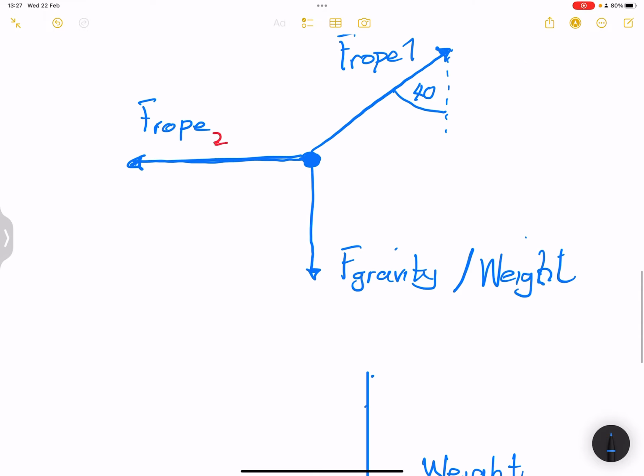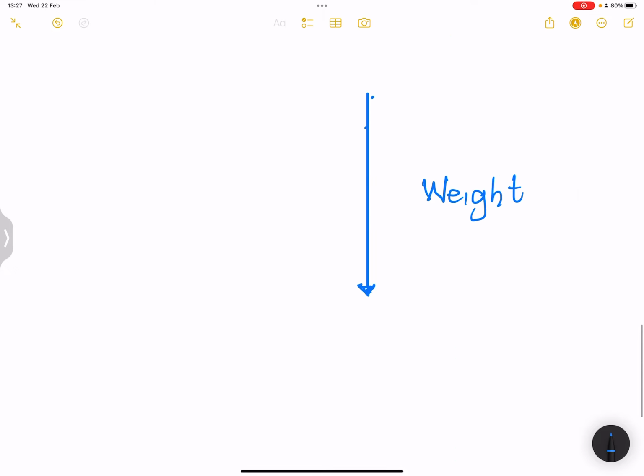And then secondly, let's draw the force on rope 2. As I said, it really doesn't matter which one you draw first. Remember, the point is to complete a triangle. So there's our force on rope 2. As a result, there it is. This is the force on rope 2.